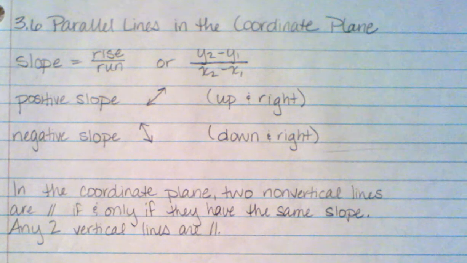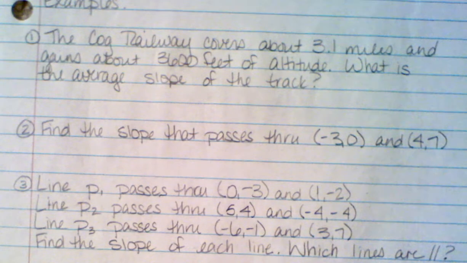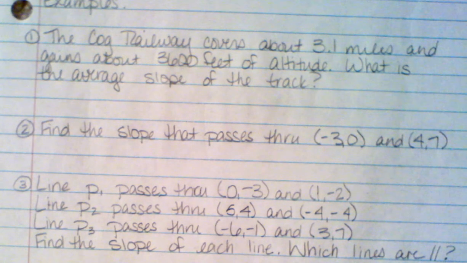All right, so a couple examples I'd like you to look at. The three examples on your paper. The Cog Railroad covers about 3.1 miles and gains about 3,600 feet of altitude. What's the average slope of the track? So what's the rise over the run? So it's rising 3,600 feet over a run of 3.1 miles. Miles and feet cannot both be in that answer. You have to convert one to the other unit. And I don't care which way you go with that.